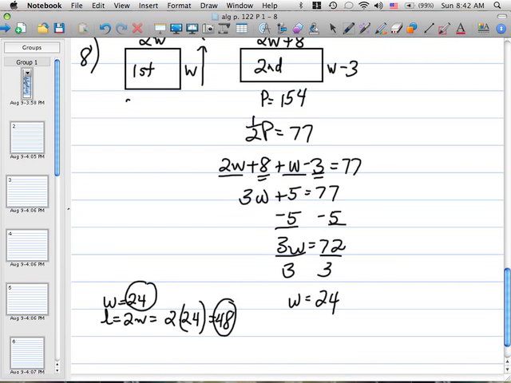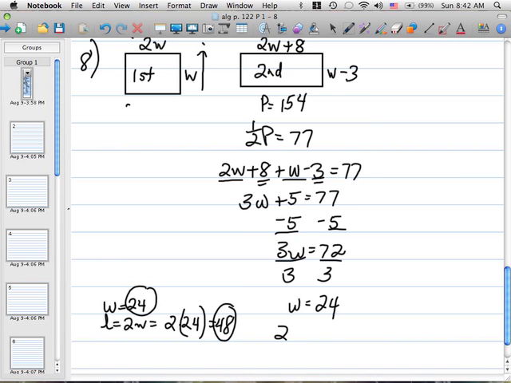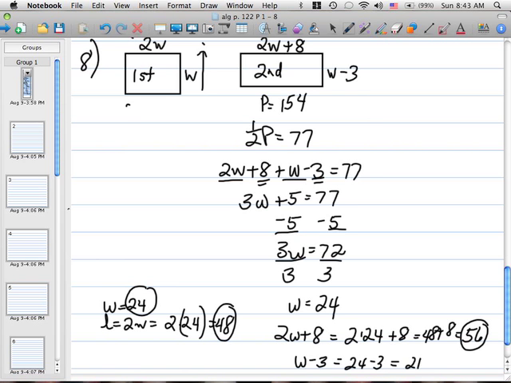has a length of 2w plus 8. So that would be 2 times 24 plus 8, which is 48 plus 8, which is 56. So that's its length. And its width is w minus 3, so that'd be 24 minus 3, which is 21. So the first rectangle has dimensions 24 and 48, the second one 56 and 21.